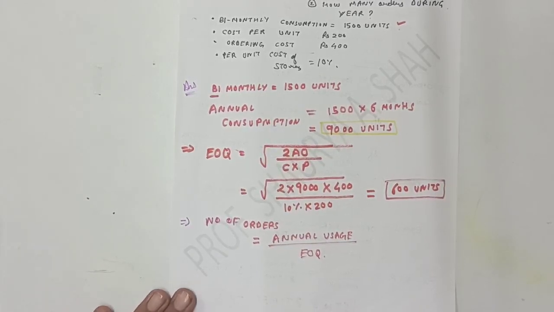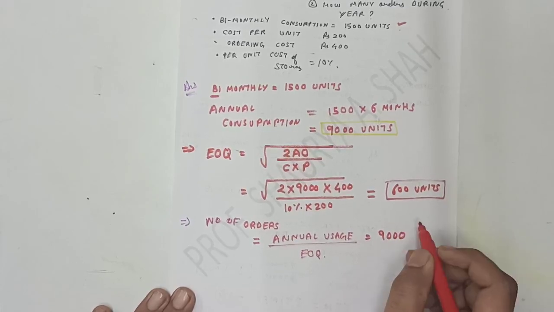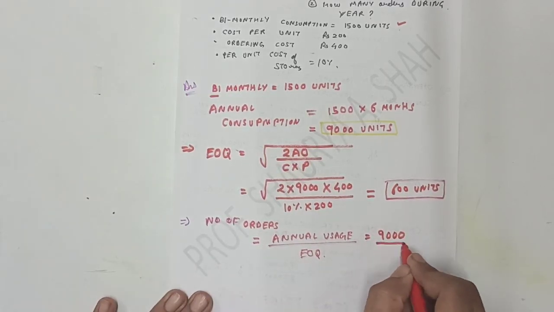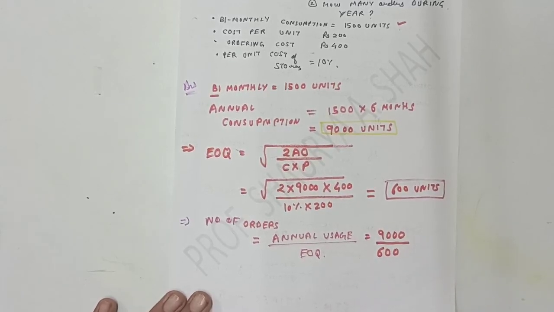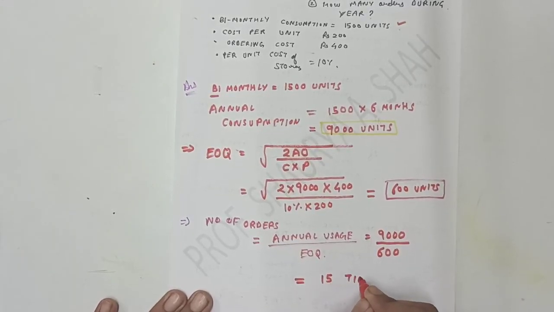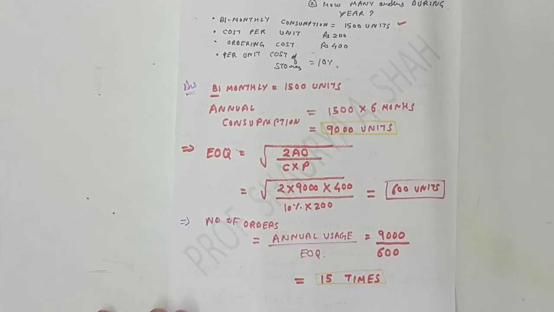What is my annual consumption, students? We found out 9000, right? So remember, if the annual consumption you have calculated is incorrect, your EOQ will also be incorrect and your number of orders will also be incorrect, right? So 9000 divided by 600 gives me the answer of 15 times. So my answer comes to 15 times, students, right? Hope it is clear to each and everyone. Fine.